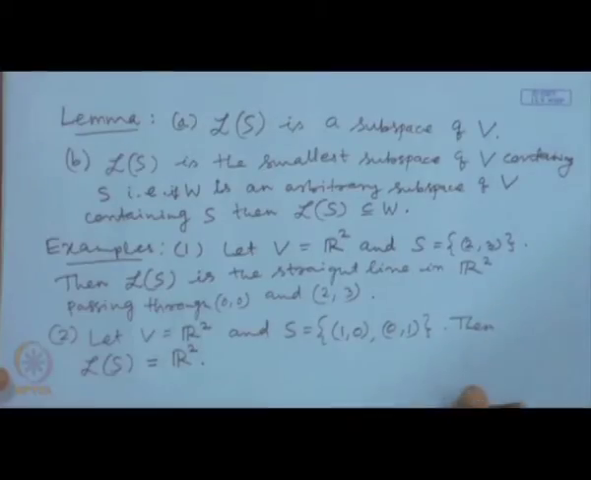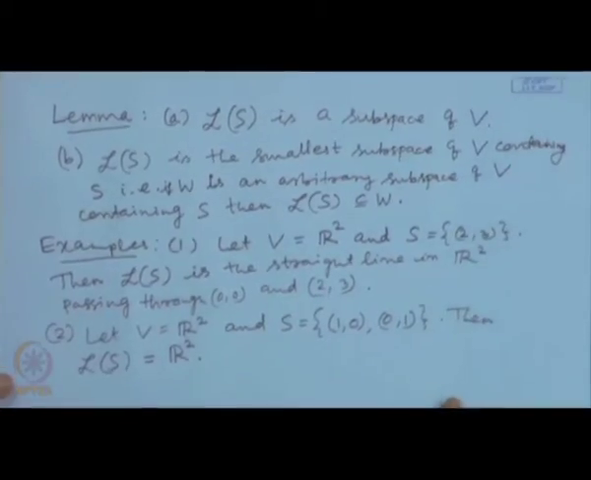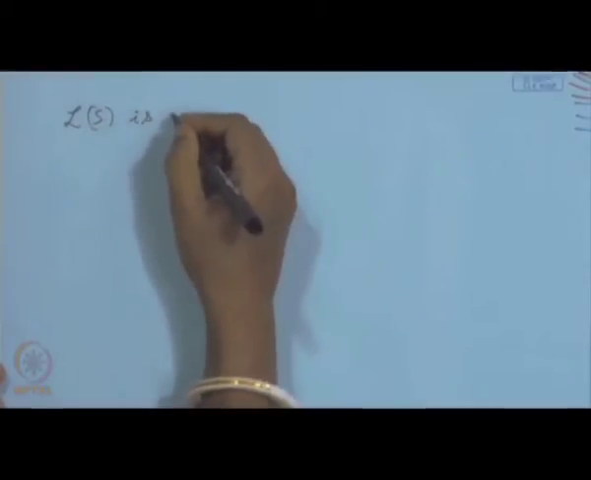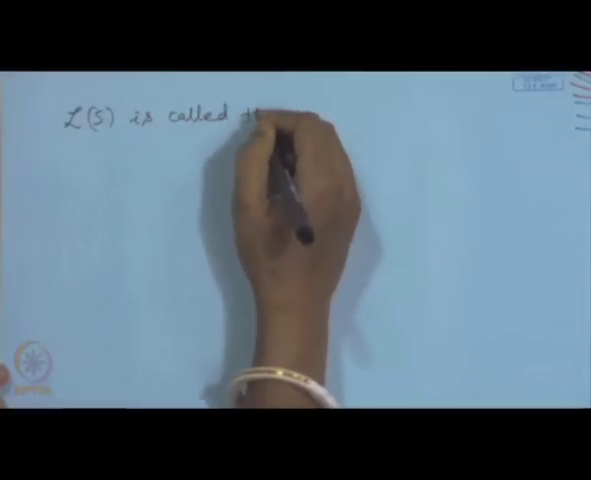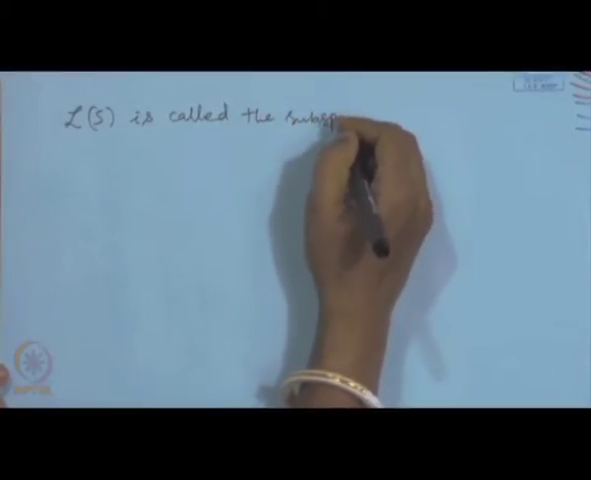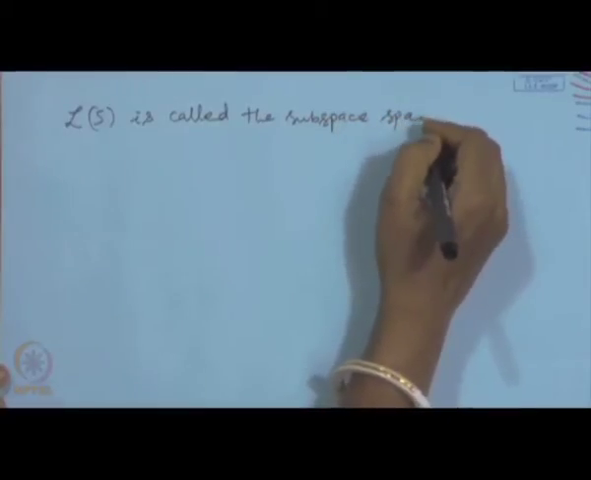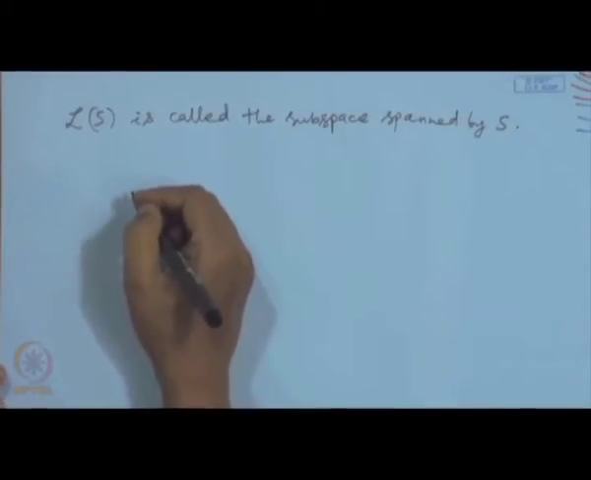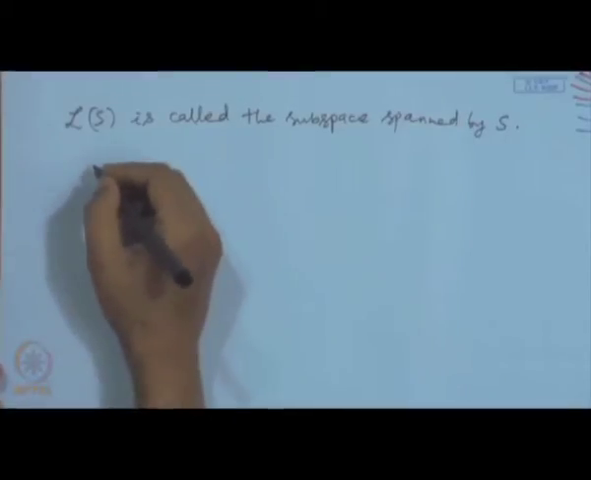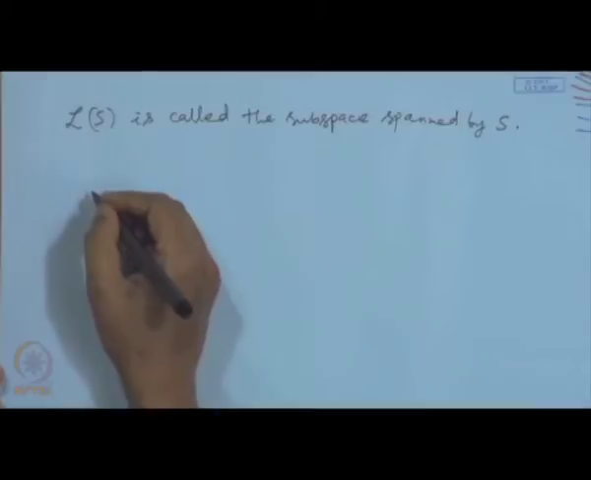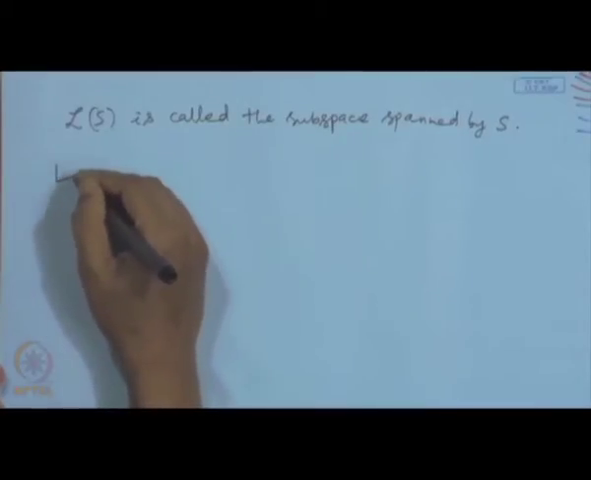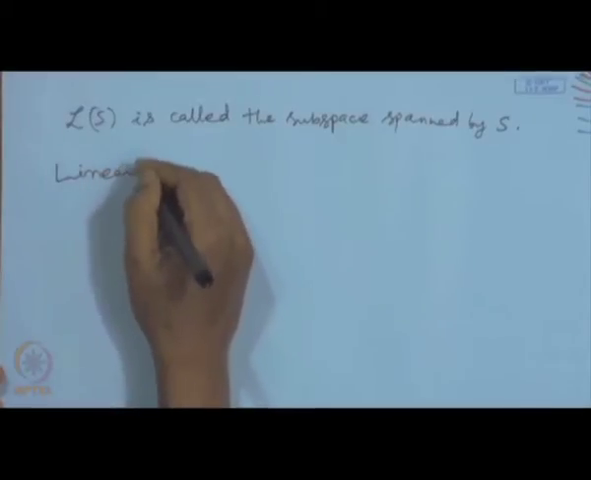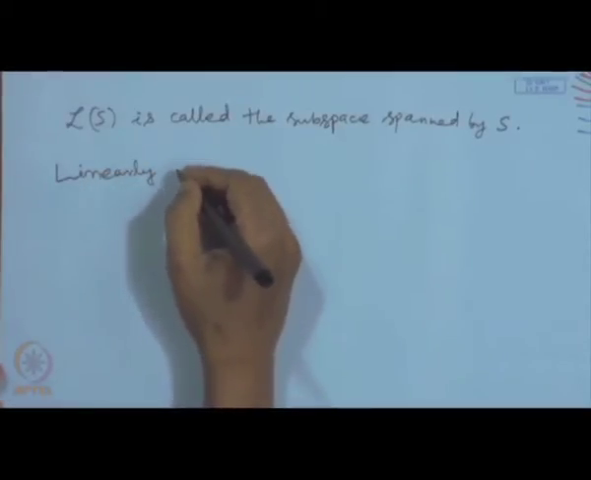So, this linear span of a set will be useful, and this LS is also called the subspace spanned by the set of vectors S. Then we will discuss linear dependence and independence of vectors. That is a very important concept in linear algebra.